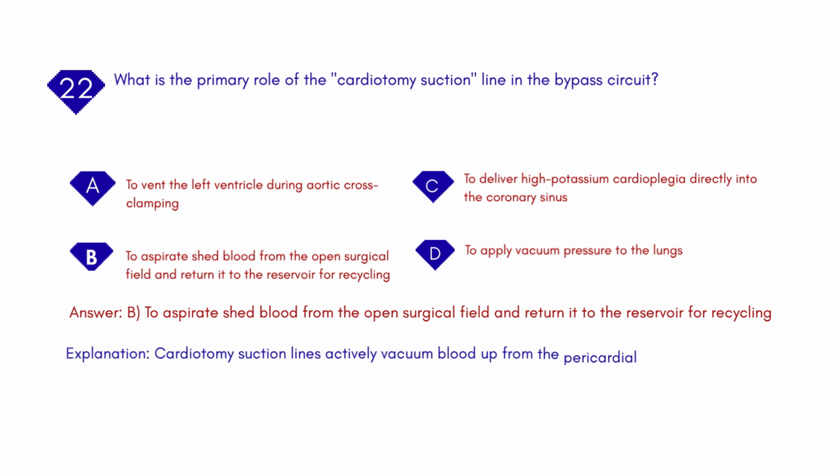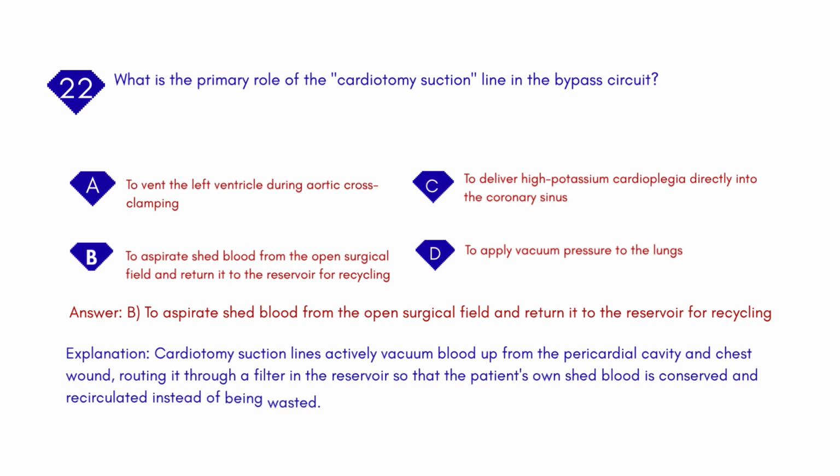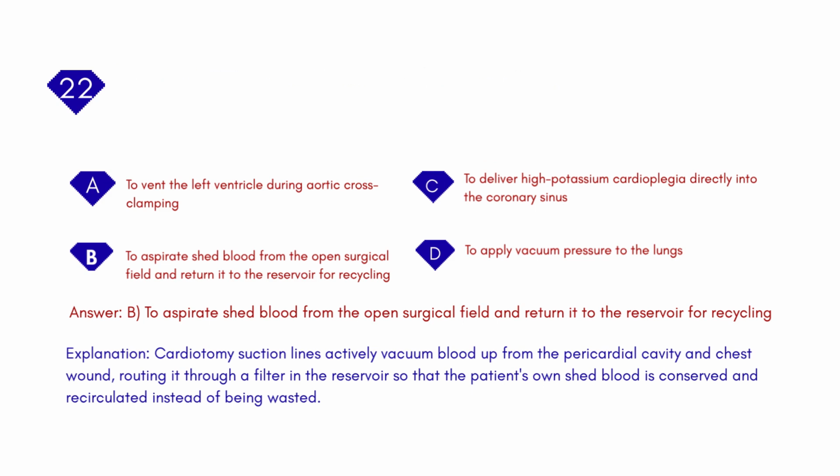Explanation: cardiotomy suction lines actively vacuum blood up from the pericardial cavity and chest wound, routing it through a filter in the reservoir so that the patient's own shed blood is conserved and recirculated instead of being wasted.